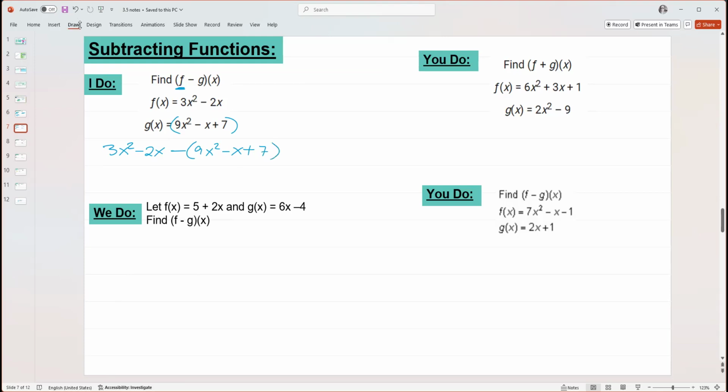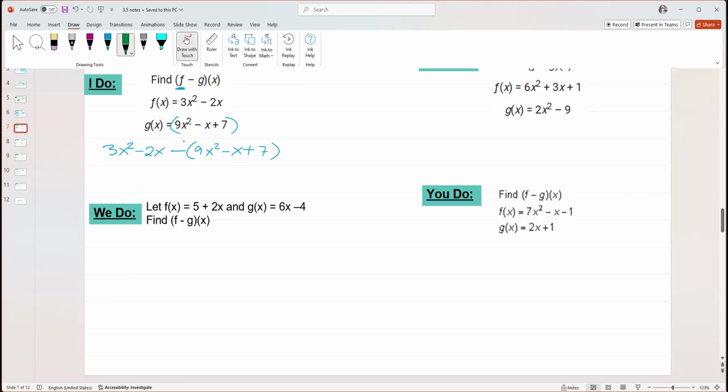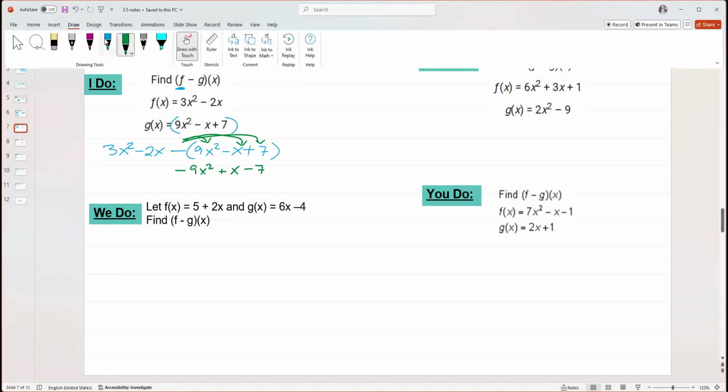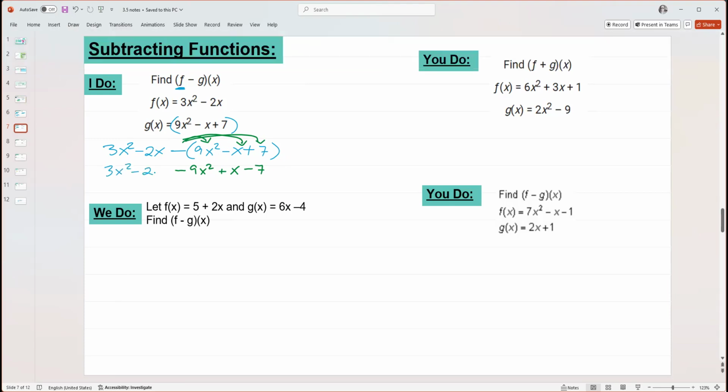And we're going to distribute that minus sign because I like to get rid of my parentheses. So this becomes minus 9x squared, minus a negative is plus, so plus x, minus positive 7. So it just changes all the signs to the opposites. So we've got 3x squared minus 2x up front, and now it's just combining like terms.